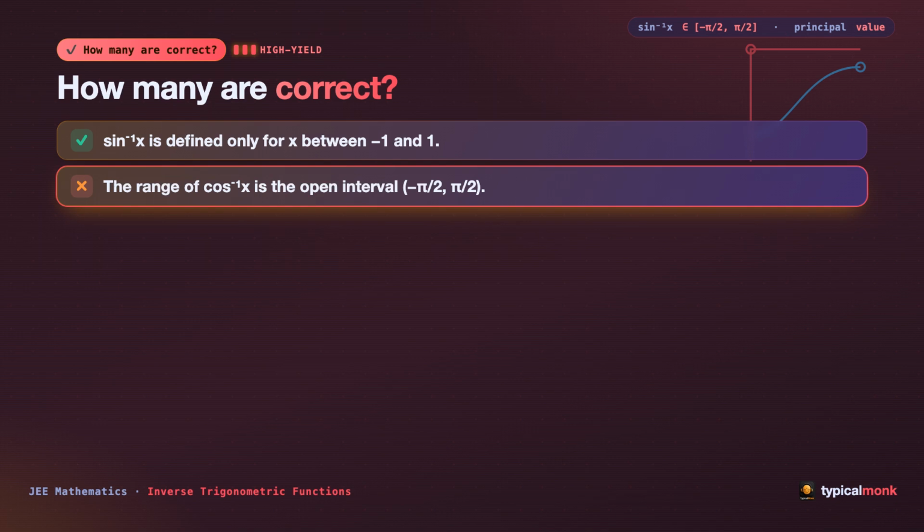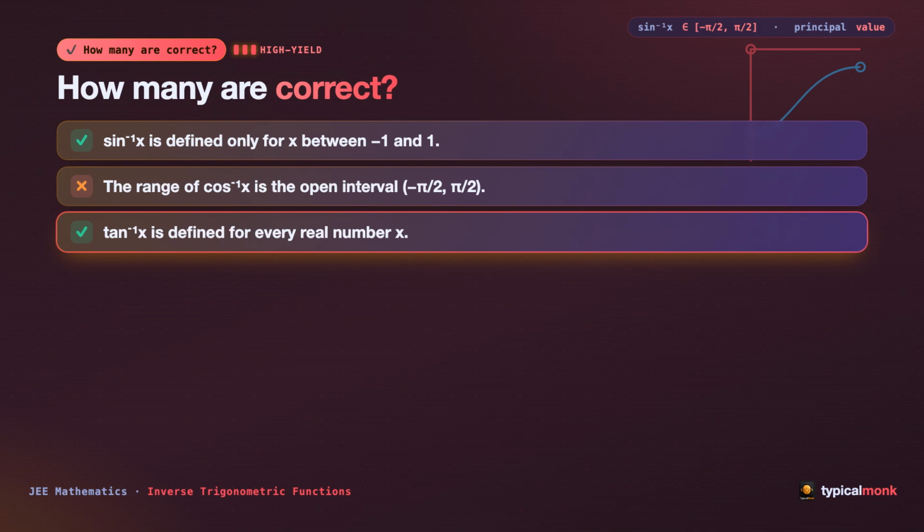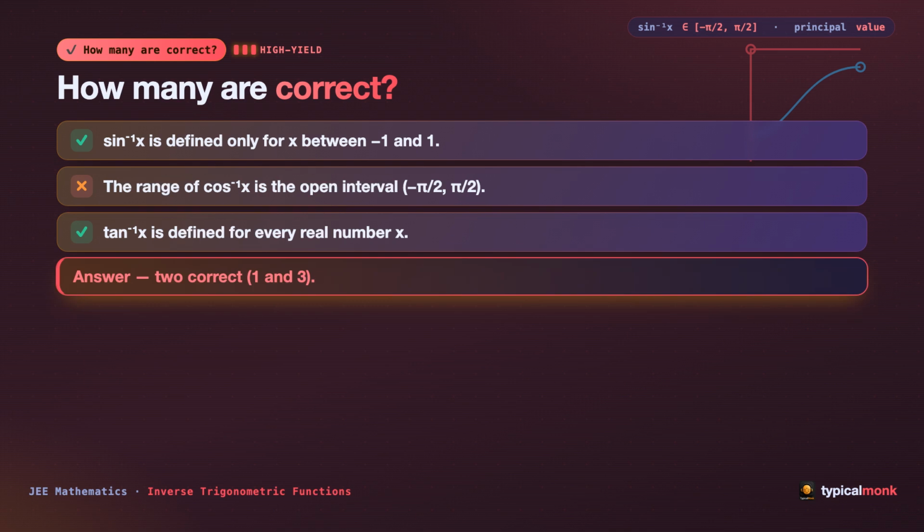Think before you answer. Statement 3. Tangent inverse x is defined for every real number x. So, how many are correct? Two statements, the first and the third. Sine inverse truly needs its input between -1 and 1, and tangent inverse truly accepts every real number.